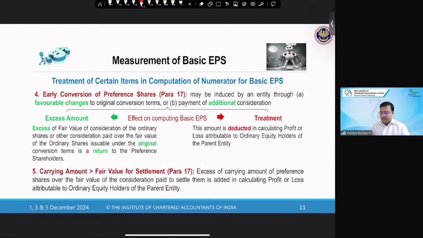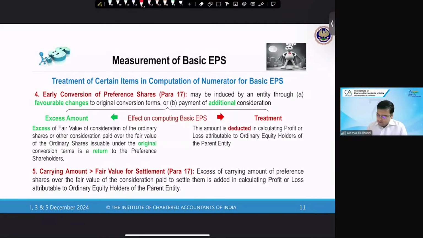Sometimes we have something known as convertible preference shares. Convertible preference shares means what? These preference shares get converted to equity. These preference shares are optional. They could either get converted to equity, or they could be redeemed in cash, or they could be mandatorily convertible equity shares. Whatever it be.